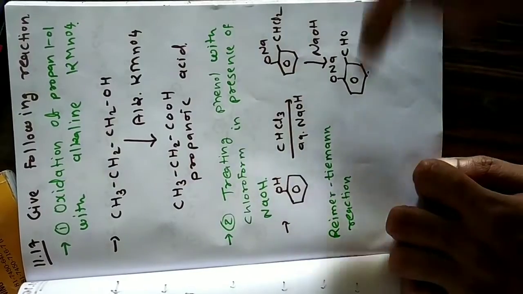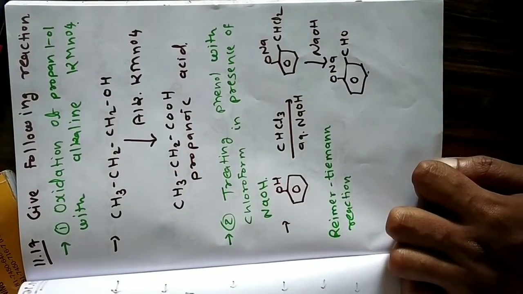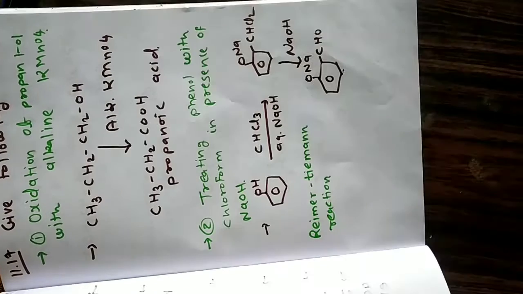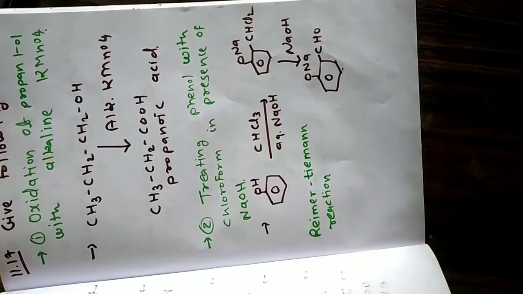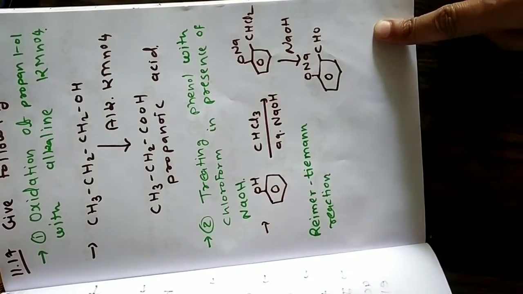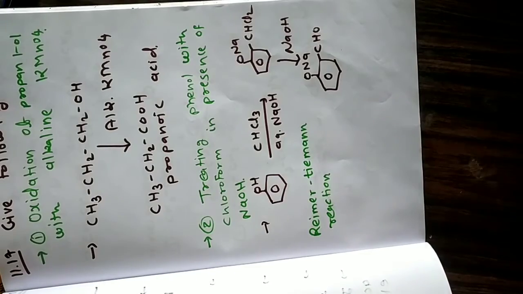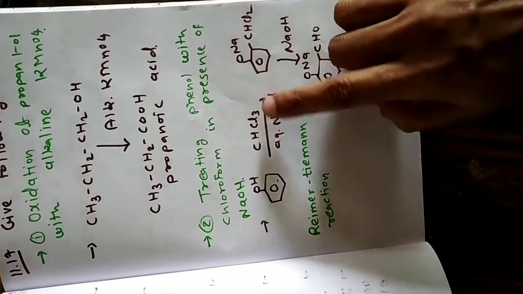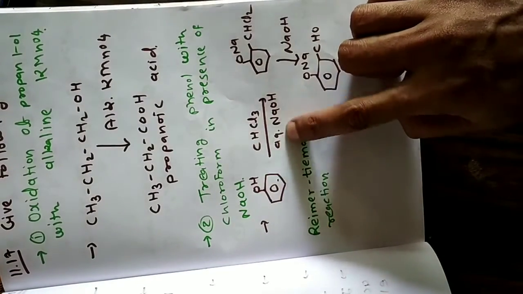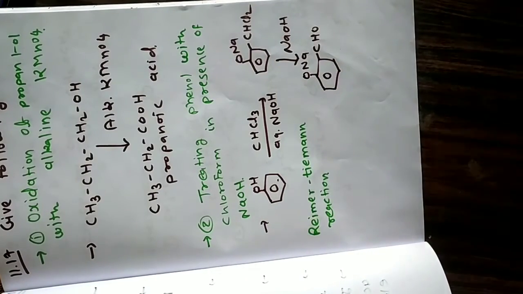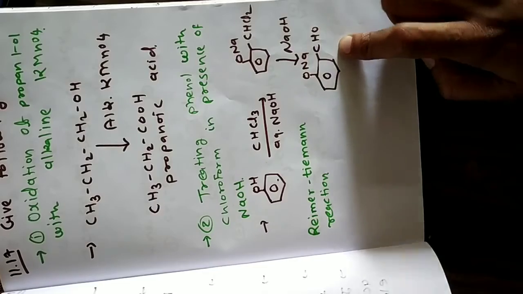Okay. The next question, second one. Treating phenol with chloroform in presence of NaOH. Now, this is a name reaction. It is Reimer-Tiemann reaction. Okay. Treating phenol with chloroform in presence of NaOH, that is Reimer-Tiemann reaction. So that reaction I have written here.